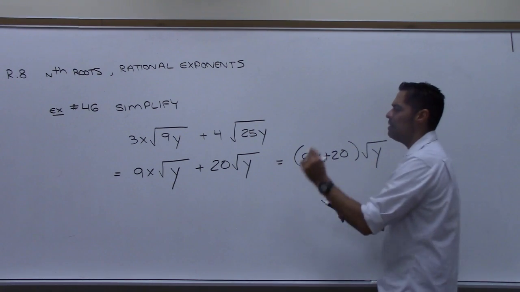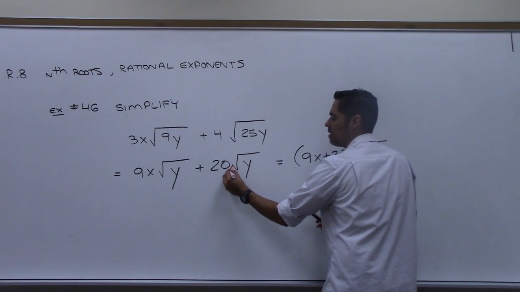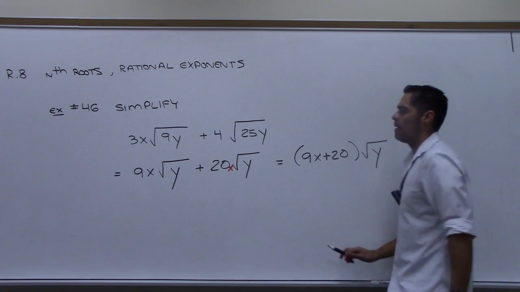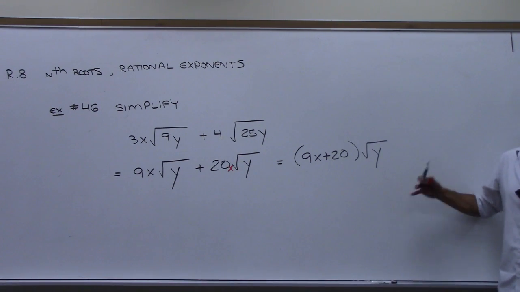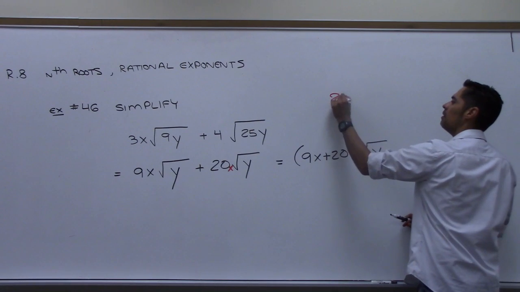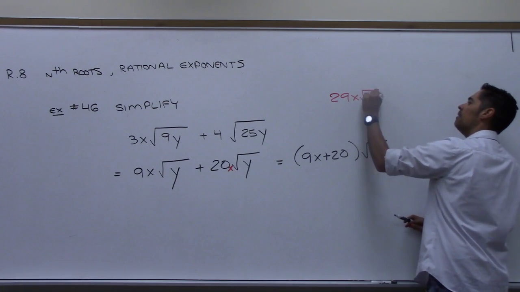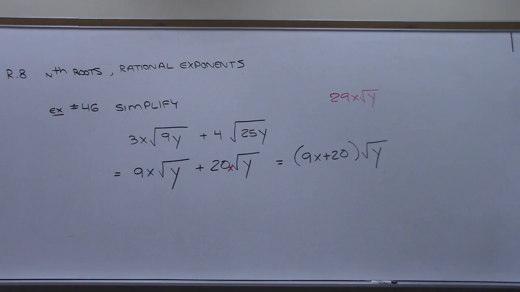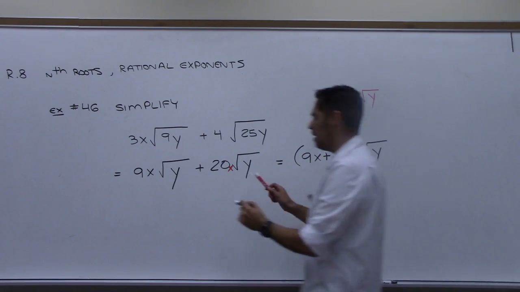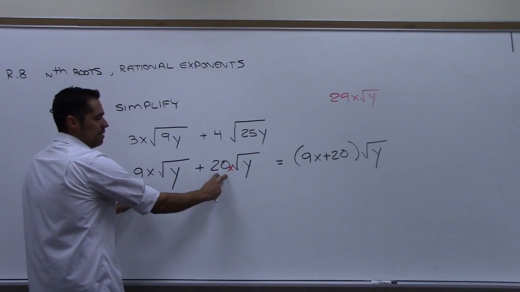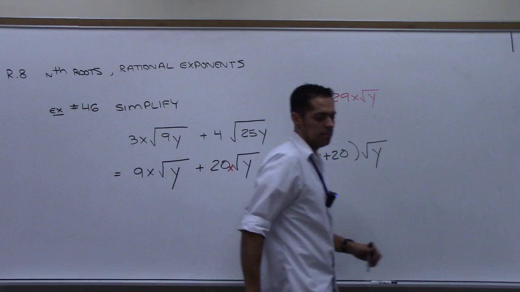Now, what if this had been 20x? Then you could have put 29x root y. Then you could have put them together into one piece. But these two would have had to be the same, like terms.